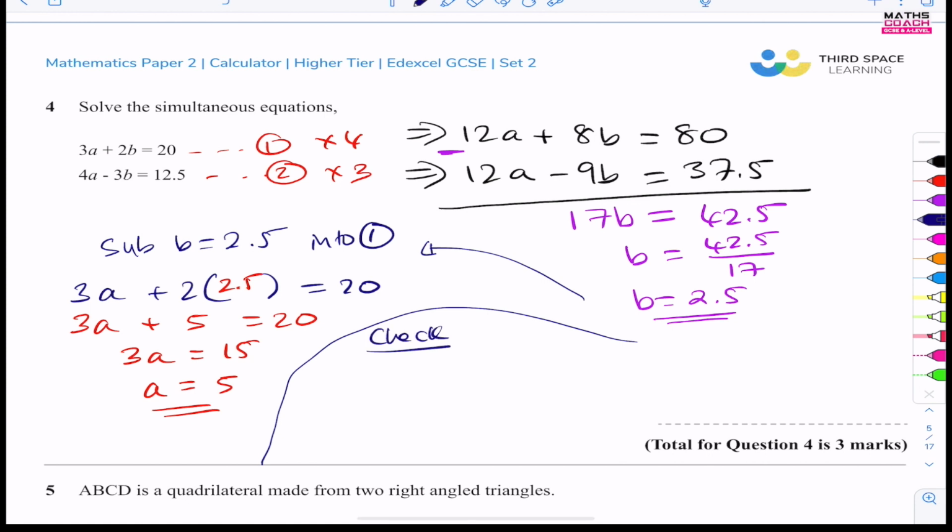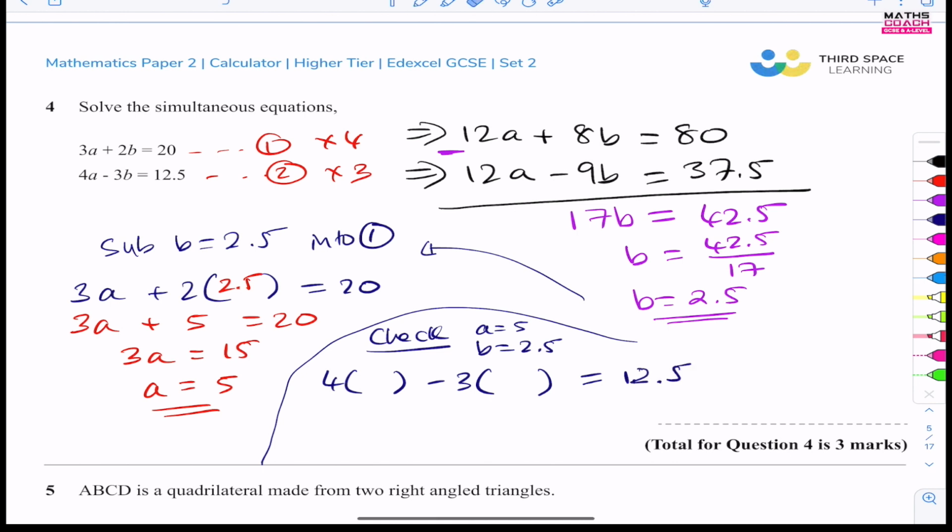And to check, what you do is you substitute your a equals 5, your b equals 2.5 into the equation that you haven't used, which was the second one, because you used equation 1 to do the substitution up there. So we're now going to substitute a equals 5 and b equals 2.5 into the second equation. So we're going to have 4 bracket, that's where a is going to go, minus 3 bracket, that's where b is going to go, and that has to equal 12.5.